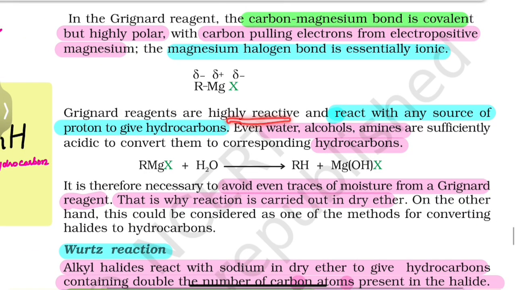Grignard reagents are highly reactive in nature and react with any source of proton to give hydrocarbon. So any source which gives a proton, that is H plus ion, will convert it back into hydrocarbon. Even water, alcohol and amines are sufficiently acidic to convert them to hydrocarbons.